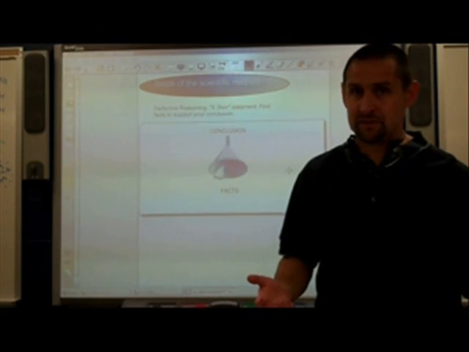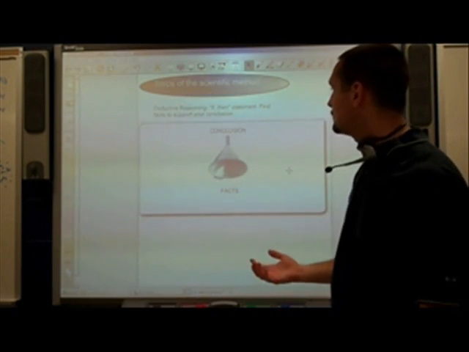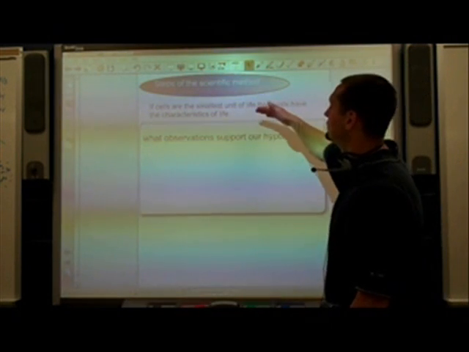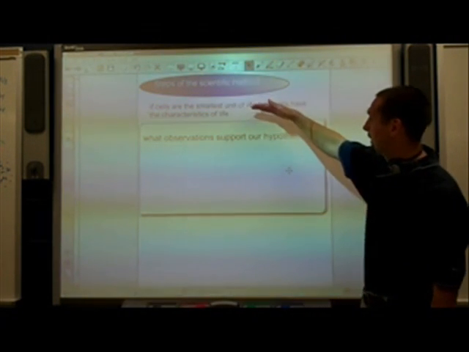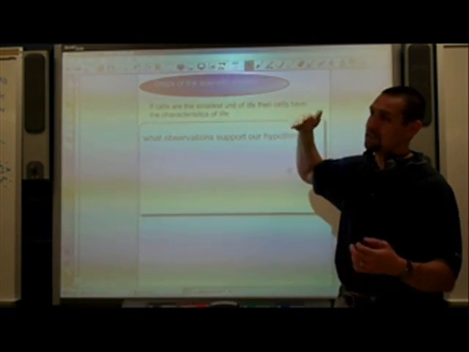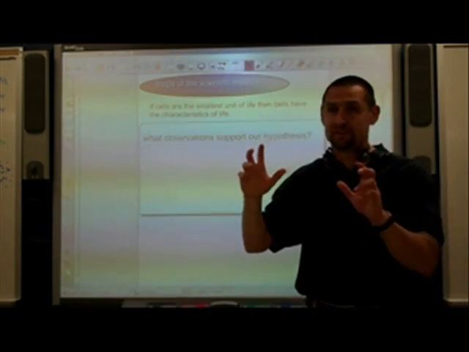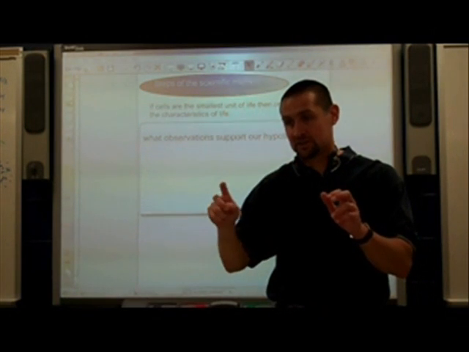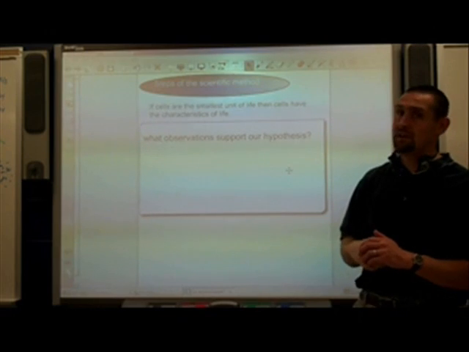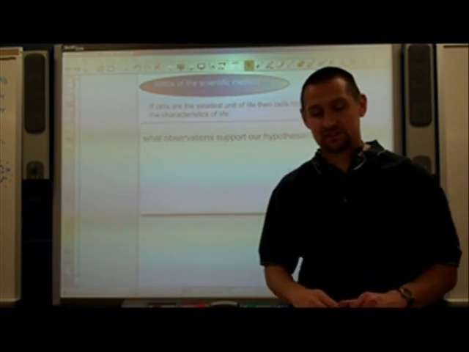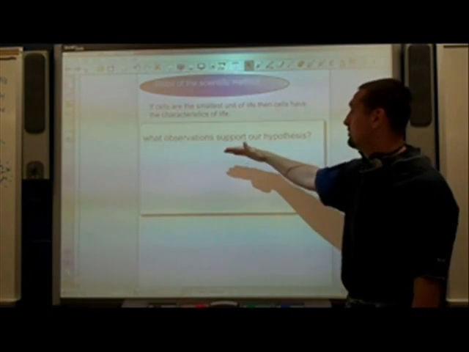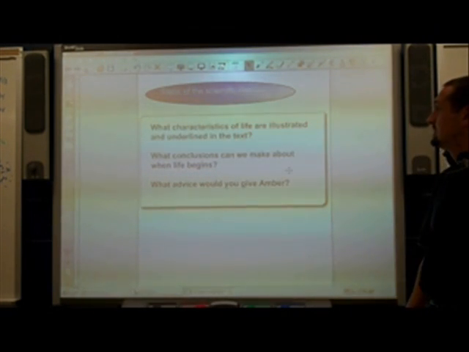That's deductive reasoning. So if we use that deductive reasoning, and we say a cell is the smallest unit of life because it has all the characteristics of life, then what observations can support that? So we'll say, does that cell have these characteristics of life? Check, check, check, check, check. All that evidence supports that cells are living. So yes, cells are living, because that evidence supports our hypothesis.